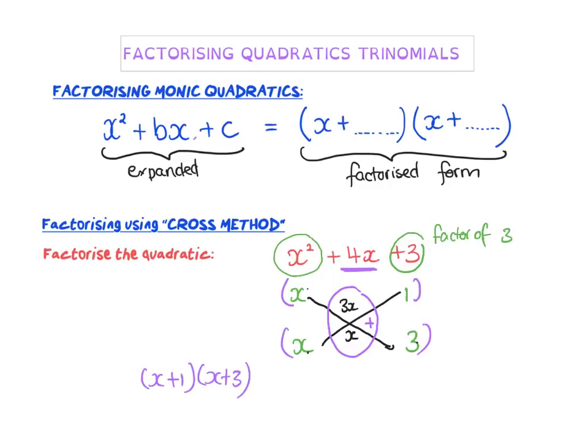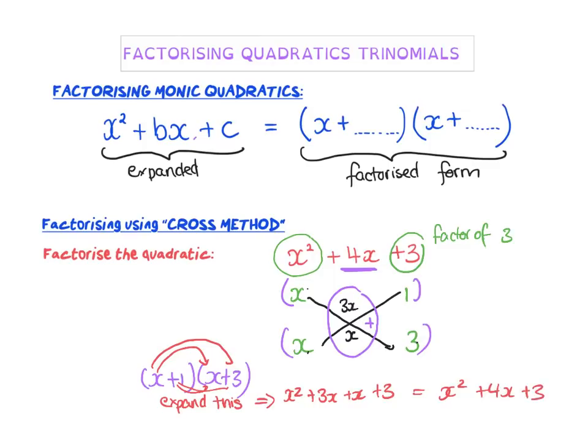So let's test it by expanding it out. Let's see if we go back to our question. Would it be x times x, which is x squared? And then x times 3. Then you've got 1 times x. And then 1 times 3. So does that simplify to the original question? Yes? So we have factorized it. Your answer when you're asked to factorize this one will be x plus 1, x plus 3.